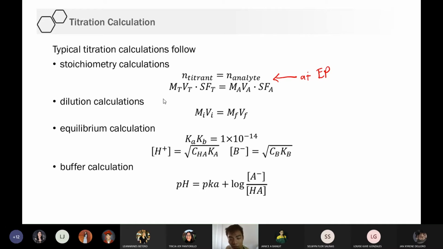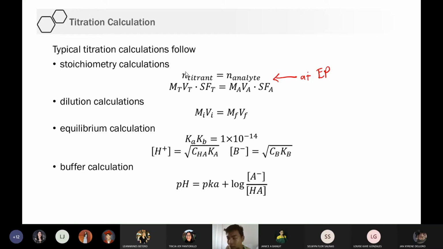However, these are some of the important equation na gagamitin natin. You should know that Ka times Kb is 1 times 10 raised to negative 14 or equal yan sa Kw. San part to ng discussion natin? Sa acid-base phenomena. Okay? So yan. Ka times Kb equals 1 times 10 raised to negative 14 or Kw.